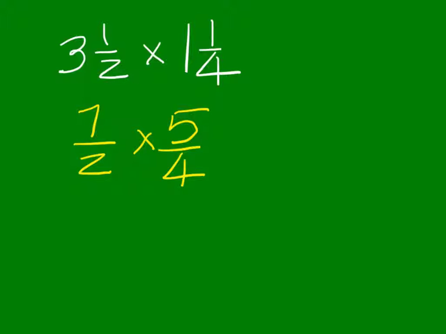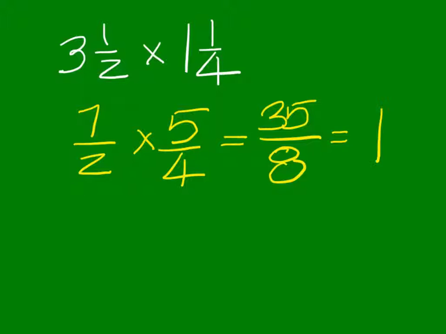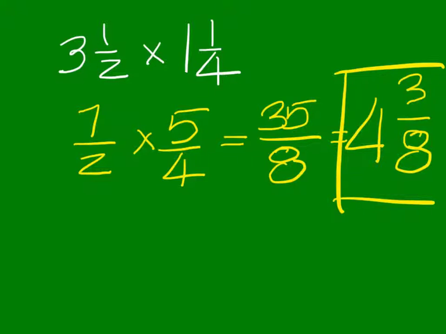You multiply the tops together and the bottoms together. So 35 on top and 8 on the bottom. How many times would 8 go into 35? 4 times. Now 8 times 4 is how much? 32. So what's the difference between 32 and 35? 3. So you put 3 over 8. 4 3/8.